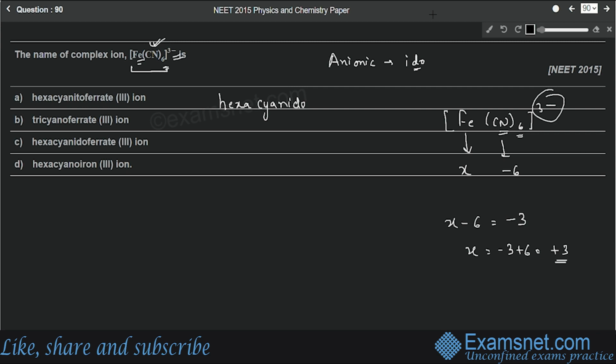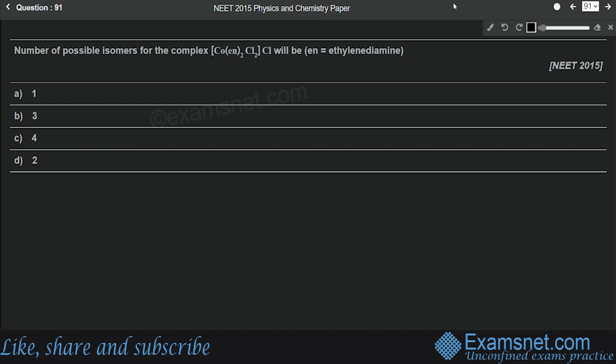So it will be ferrate. Hexacyanidoferrate, and we'll write the oxidation number in Roman form, III. So it is hexacyanidoferrate(III) ion. Now let's see which option is correct. It will be option number C. Hexacyanidoferrate(III) ion will be the correct answer.